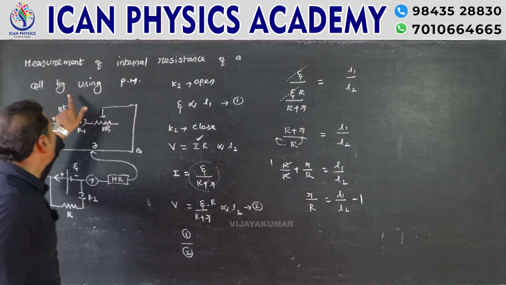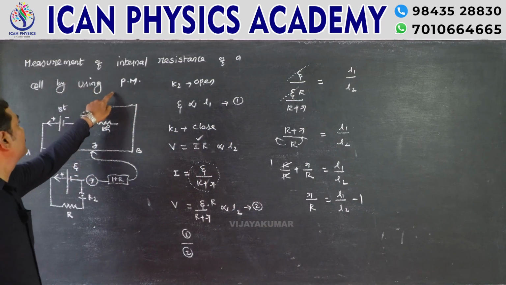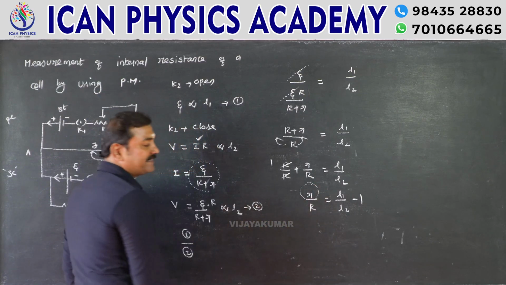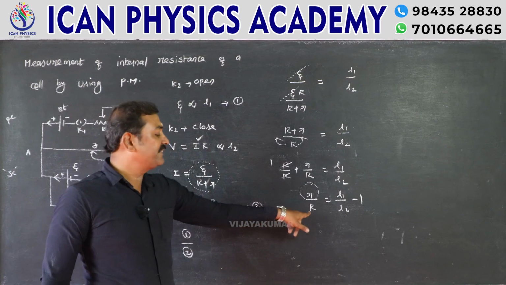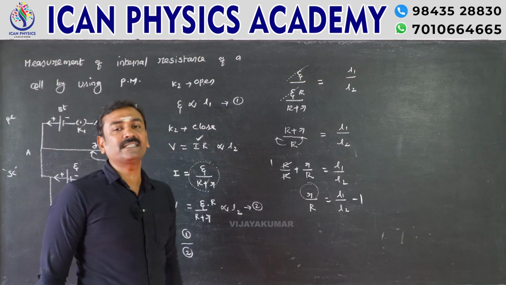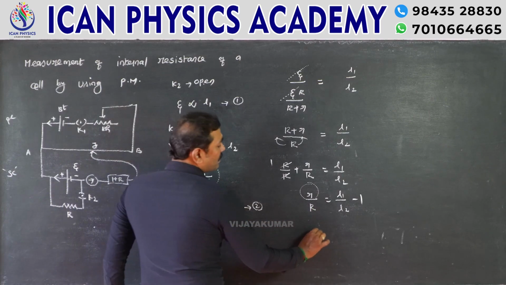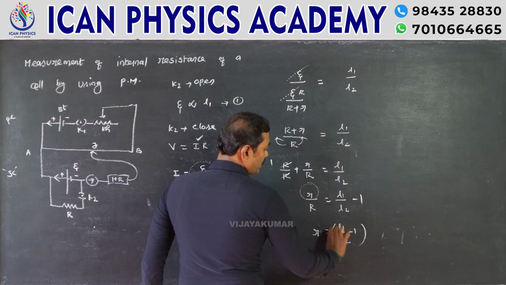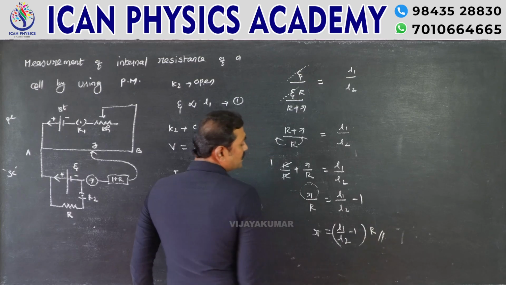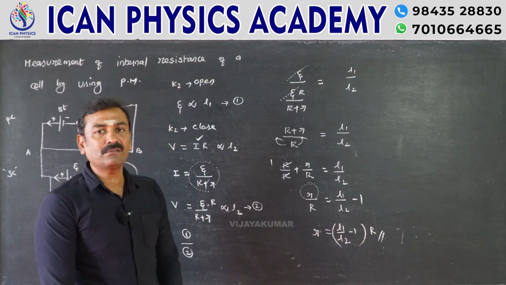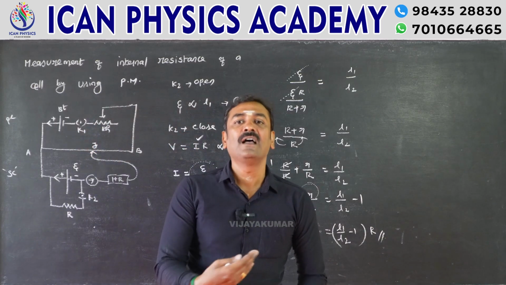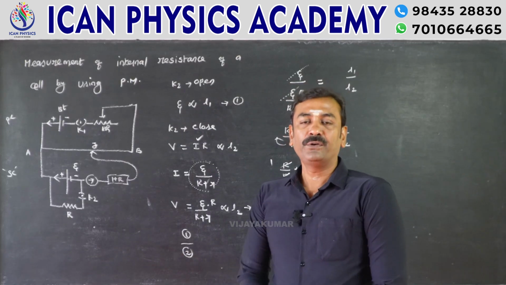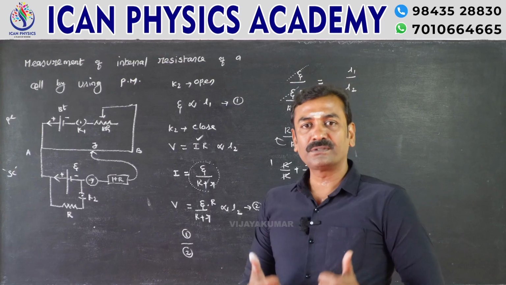So, now what's our topic? Internal resistance. So, we are going to calculate the internal resistance. So, the division capital R goes to right side as multiplication. So, r equal to L1 by L2 minus 1 into capital R. So, by using this formula, we can calculate the internal resistance of the cell by using the potentiometer. Okay. Do you have any doubts? No doubts.